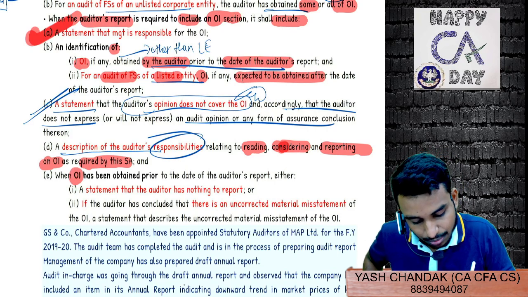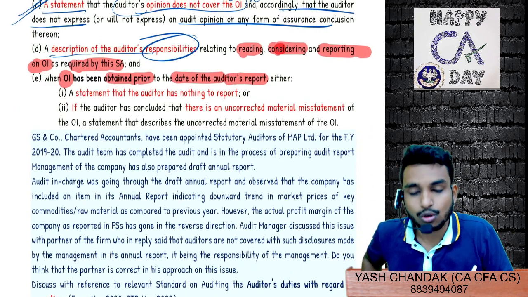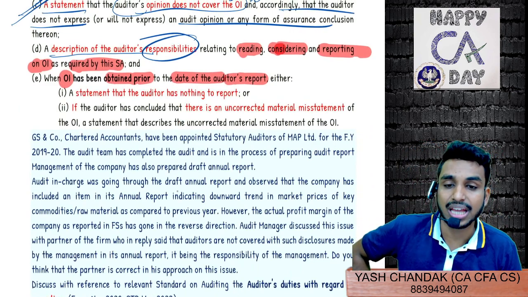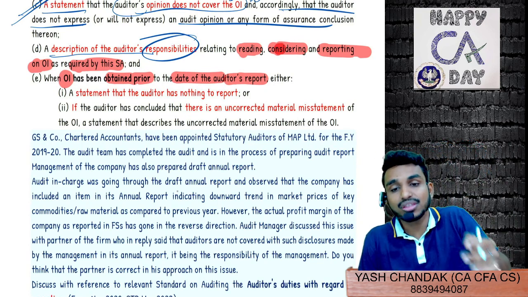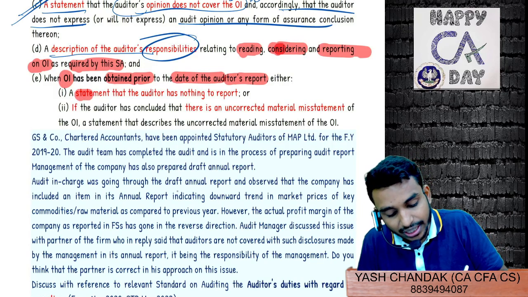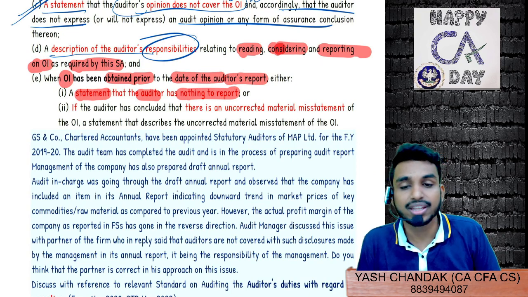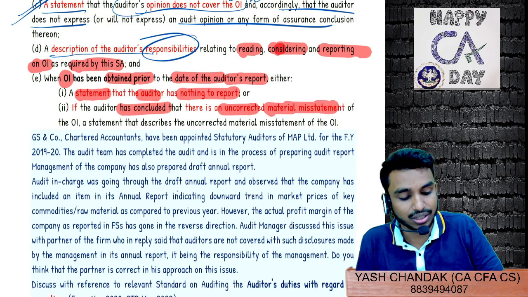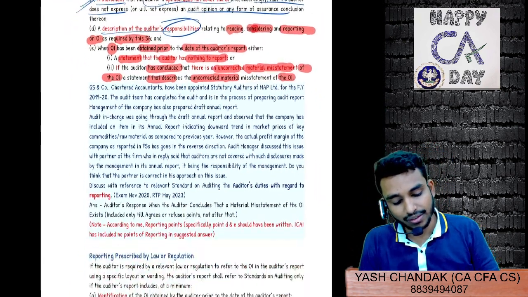And when other information has been obtained prior to the date of auditor's report, either you will find that there is material misstatement in the OI, or you will find that material misstatement is not there in the OI. If MMS is not there in the OI, then a statement will be issued by the auditor stating that nothing has to be reported. However, if there is MMS in the OI, then you'll specify that there is an uncorrected material misstatement of the OI, a statement that describes the uncorrected material misstatement of the OI. I hope reporting is very much clear.